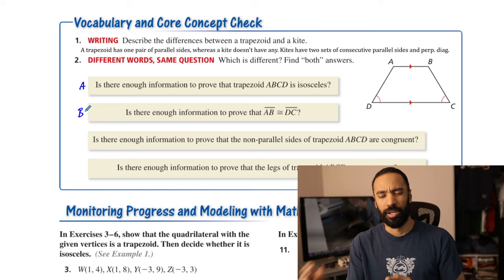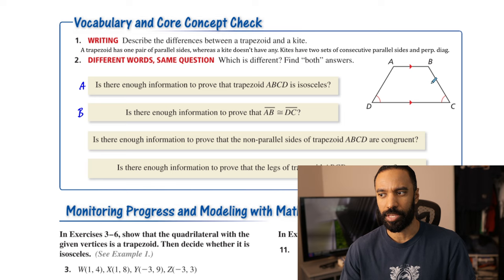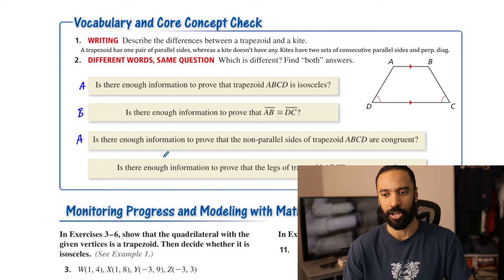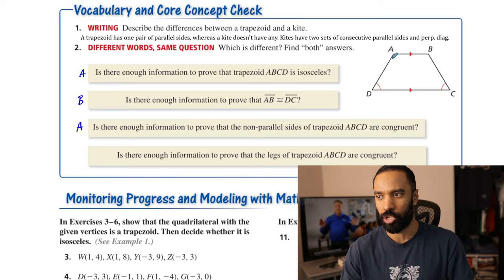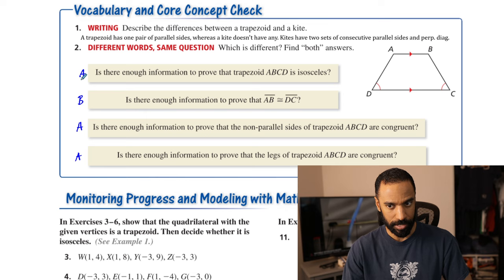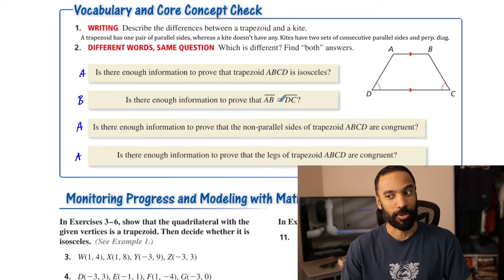Is there enough information to prove the non-parallel sides of trapezoid ABCD are congruent? So these ones, AD and BC, yes, based on the same kind of question as A. They're saying the same thing, calling it isosceles. Is there enough information to prove the legs of trapezoid ABCD are congruent? So once again, these are the legs, same kind of question asking there. And the answer to those is yes, there is enough information. B, there's enough information to prove that this is not true. That's not true.